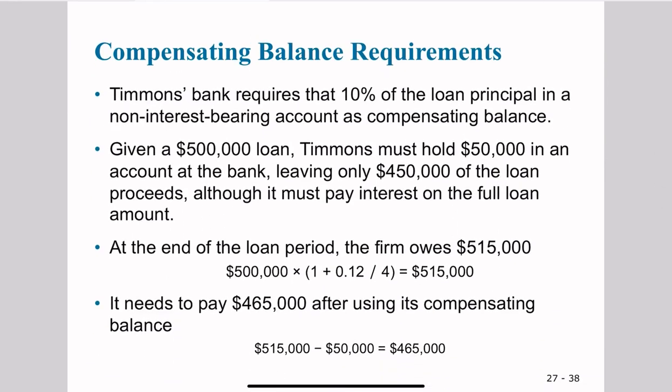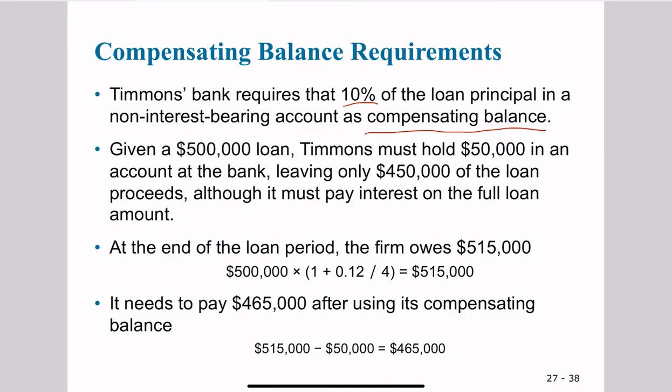Okay, let's see the example. Timmins Bank requires that 10% of loan principal be held in a non-interest bearing account as compensating balance. So basically here, 10% would serve as compensating balance, and the bank will not pay interest on the compensating balance. Given a $500,000 loan, Timmins must hold $50,000 as compensating balance, just 10%, right?